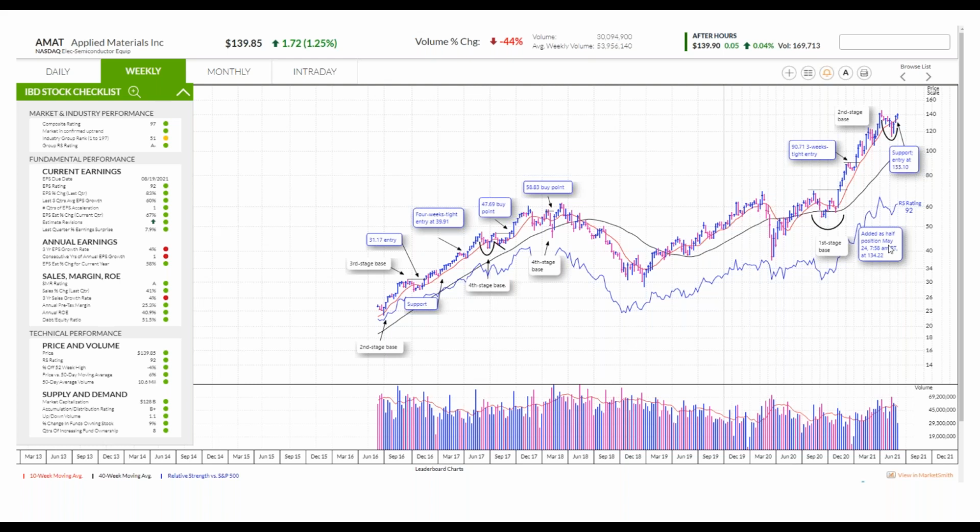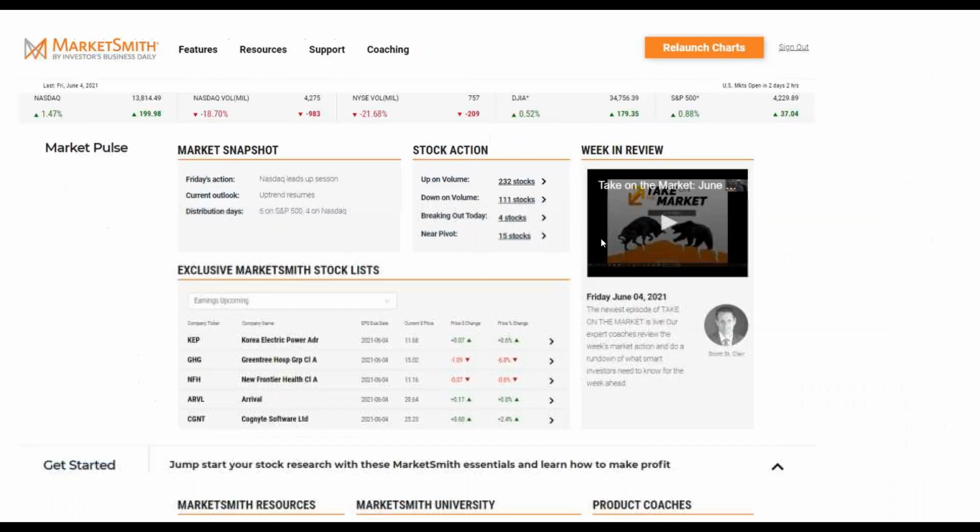Here's the weekly chart. They'll show you their entries, what time they added it as a position, that sort of thing. So a good tool, and it's sort of the step between. If you don't want to go straight to MarketSmith, you can try leaderboard first. It's not as expensive and it's more helpful when you're earlier in the journey.